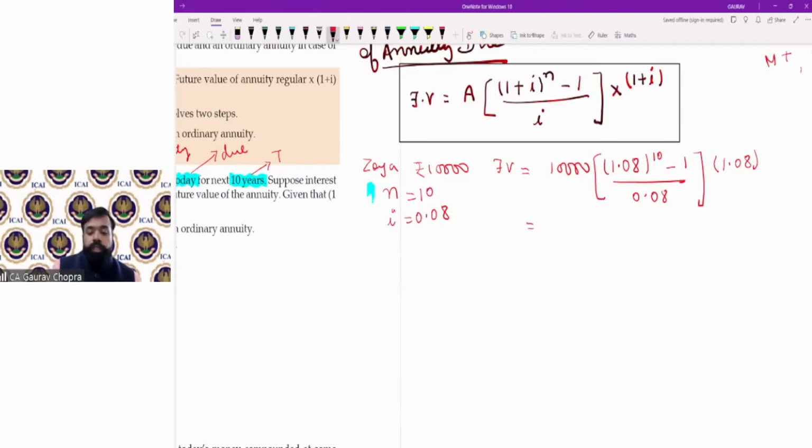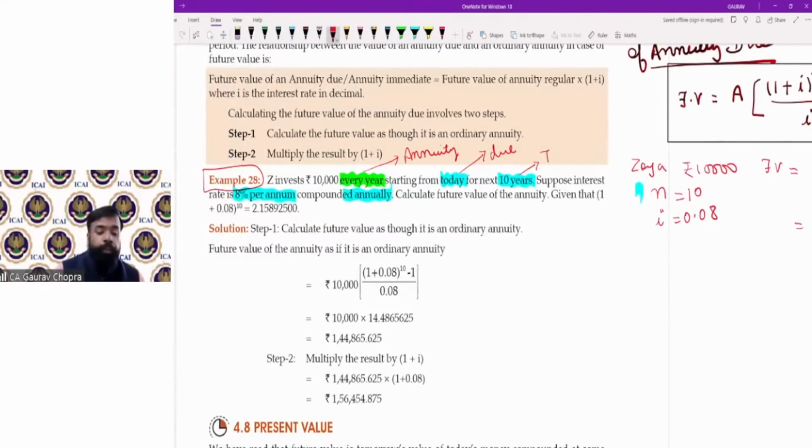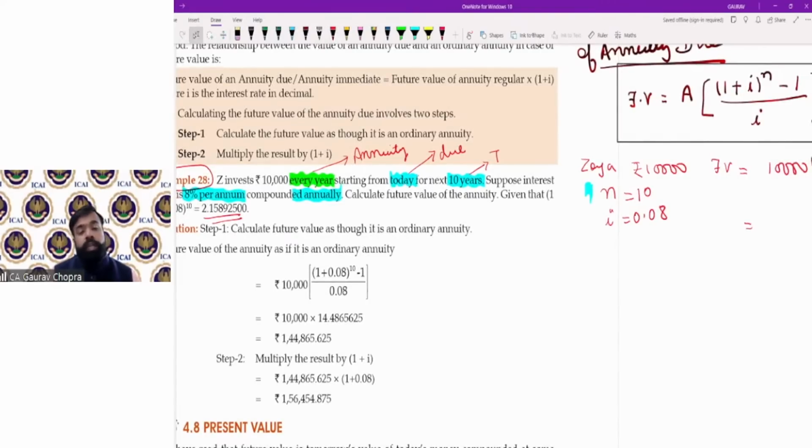Now, some value is given in the question: 1.08 to the power of 10. This is already given in the question, so you can use this value. If it is not given, we already know how to find this power 10. But when it is given, use the value as it is.